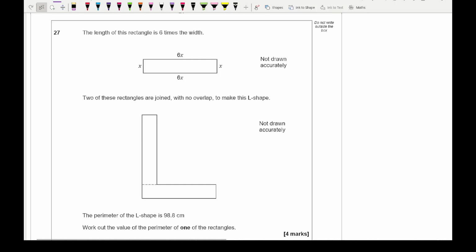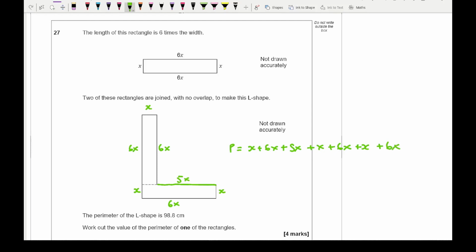So let's first of all work this out. So we've got x, this long length is going to be 6x, this length here is going to be 6x. Now this length here is going to be 6x take away x, which is 5x, and this length here is 6x plus another x. So to work out the perimeter, all I've got to do is add up all the sides. So here I've got x plus 6x plus 5x plus x plus 6x plus x plus 6x.